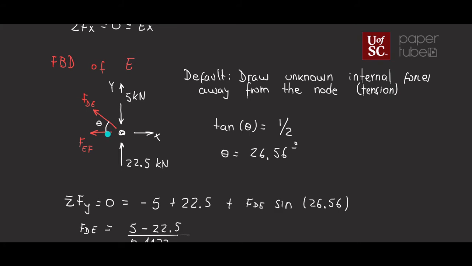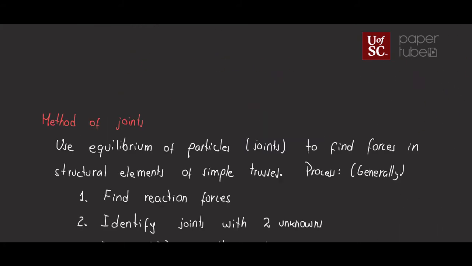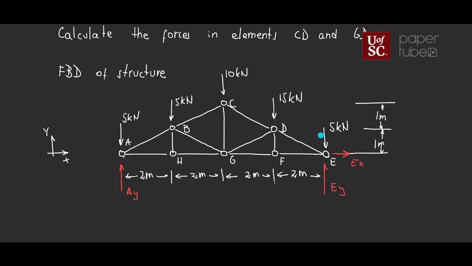So the next step is, we go back to this original diagram. We now know the internal forces of this element. We know the internal forces of this element. But the problem is asking for the forces of what elements? Where it is asking for GD and for CD. So we need to do one more jump, okay? All right, can I jump to D?